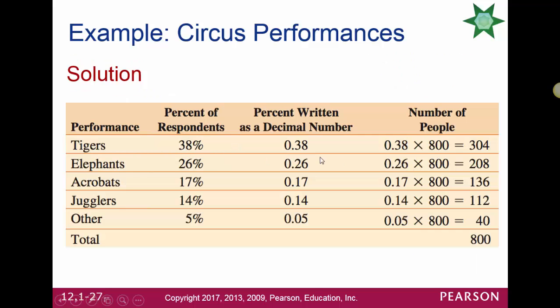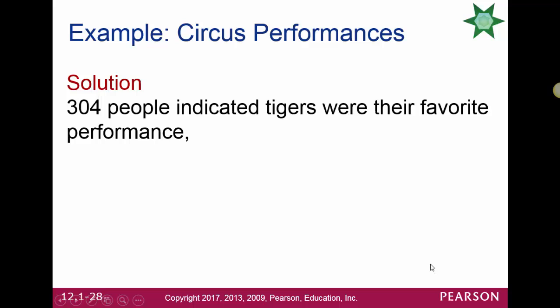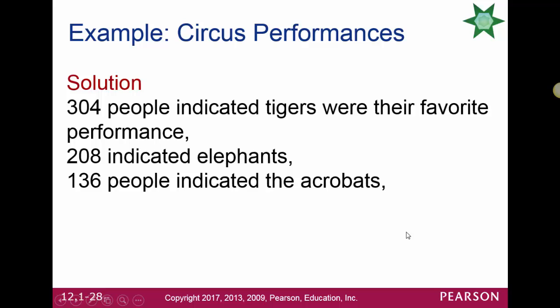So 38% of 800 gives me 304. 26% of 800 gives me 208. And when I work these all out here, they should add up again to the total that I started with of 800 people. So 304 said tigers, 208 said elephants, etc.